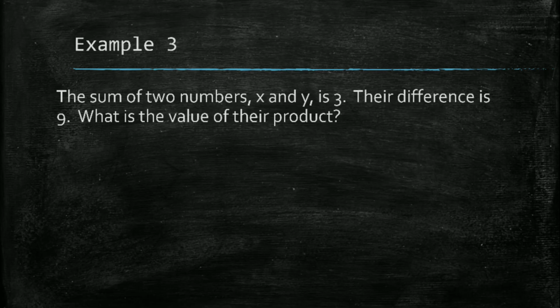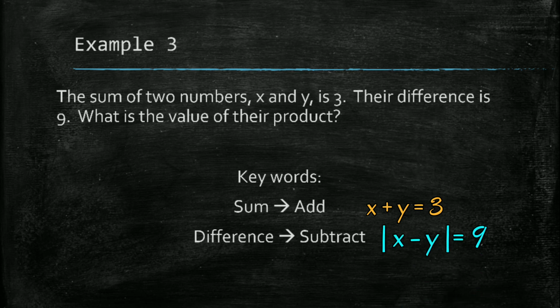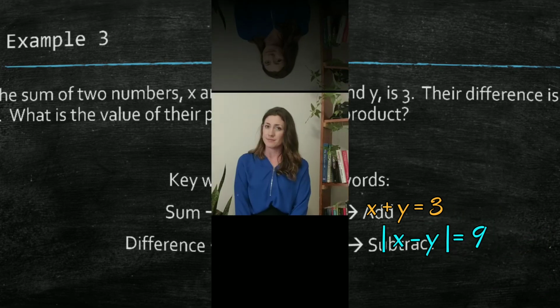The last example is a little different. It's less of a real-world situation and more of just kind of a riddle. It's just 2 numbers, x and y. They don't represent anything, but we've got a couple keywords. Sum, their sum is 3. Sum means add, so that tells me that x plus y is 3. Then it says the difference is 9. Since the difference means subtracting, that means x minus y is 9.